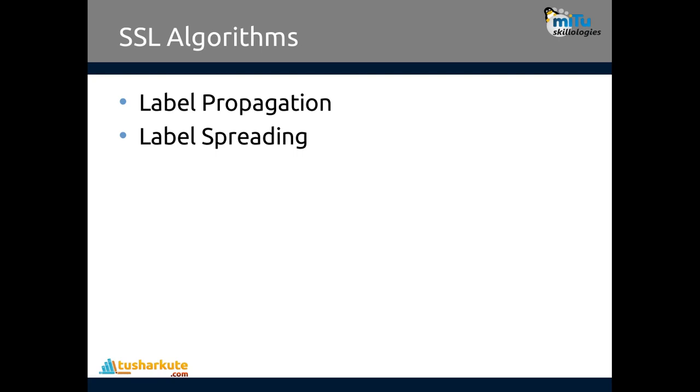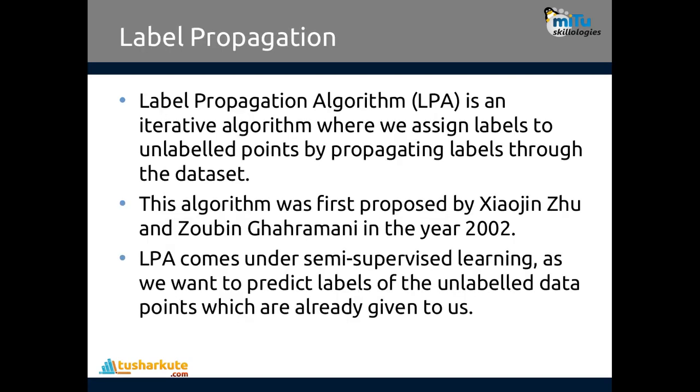Now, let's come to the original point here. What kind of algorithms are available in semi-supervised learning? There are two commonly used algorithms: label propagation and label spreading. These two algorithms are used to perform semi-supervised tasks. So, let's understand how exactly these algorithms work first, and then we are going to see them practically in our applications. Let's start with the first, label propagation.